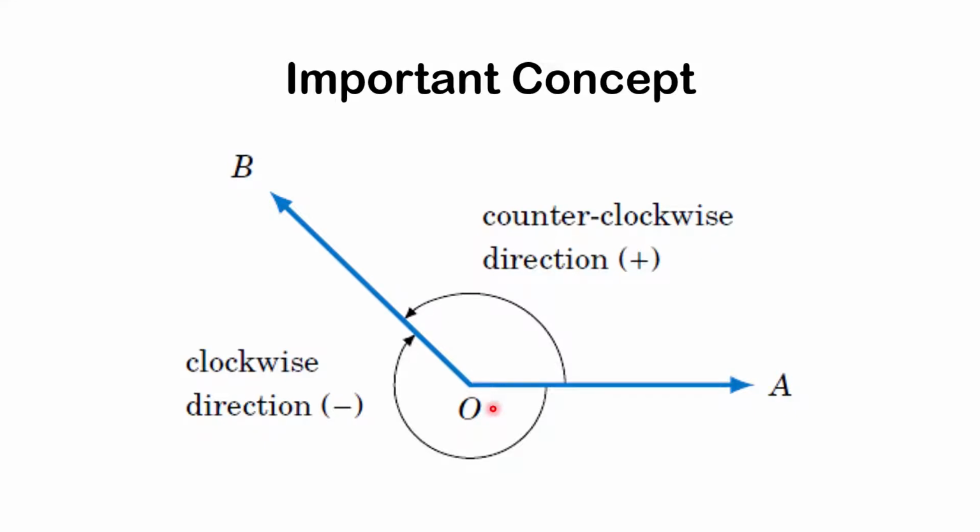Now, to determine if the given angle, or the angle formed by rotating the initial side, is positive or negative is very simple. What we will do is look into the direction of the rotation. If the direction of the rotation is counterclockwise, or this arrow right here, this is a counterclockwise direction, hence the angle formed is positive. And if the direction of the rotation is clockwise, this arrow right here, then the angle formed is negative. Now to understand this concept, let's have our example.